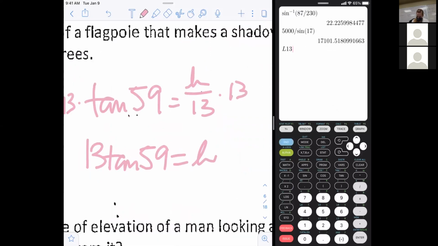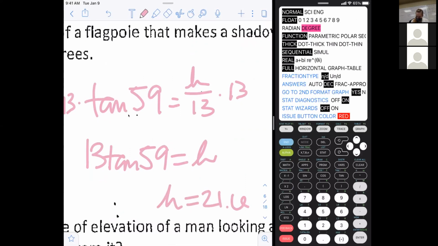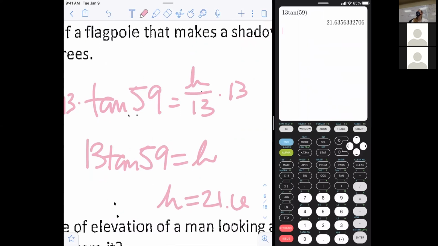13 tangent 59. Enter. You should get 21.6. I am still in degrees. If you did not get 21.6, make sure that you're in degrees. In this case, you have to be in degrees. You don't get to be in one or the other. You have to be one.